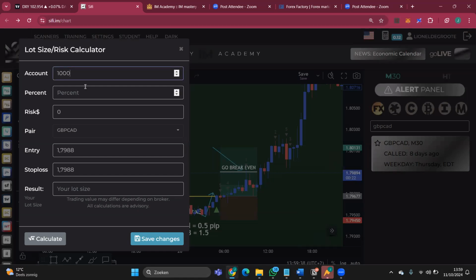So let's say we have a thousand euro in the account. We risk 2%, right? That's $20 of risk. We're trading the GBP CAD, and what we do is we just fill in the entry zone. The entry zone is the gray price right here, 1.79677. The stop loss is the red price we see right here, 1.79450. You just click calculate, and now you have the stop loss that you want to use in your MT4 or MT5.